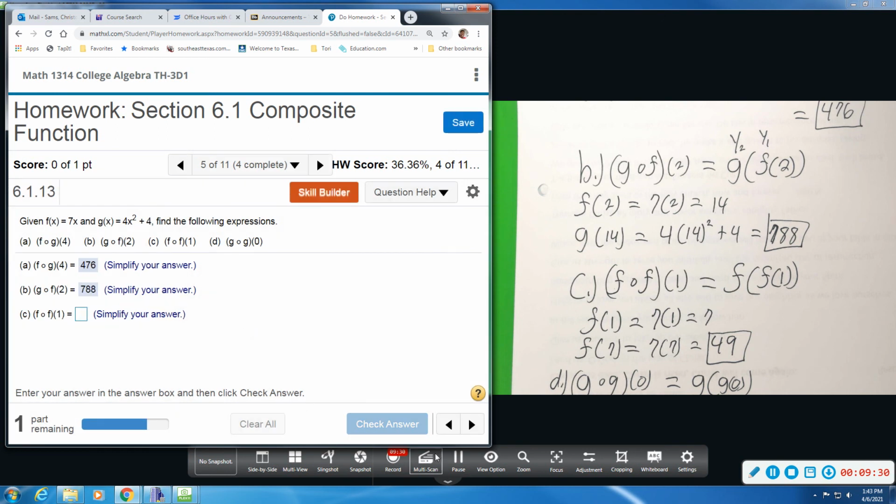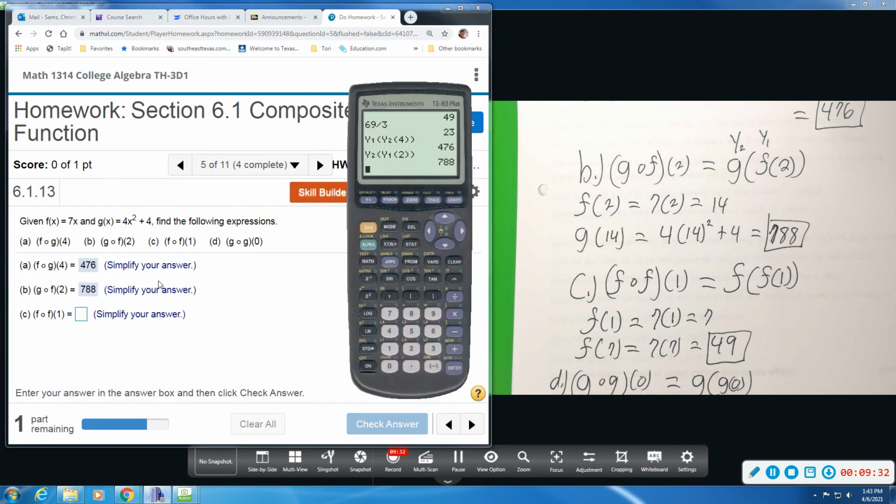And then number 3. This time we're doing y1 with itself, plugging in a 1. So go to vars, yvars, function, number 1, open parentheses, go back again, vars, yvars, function, number 1 again, and then open parentheses, and this time we plugged in the number 1. Okay, and we get 49, which you can see there.